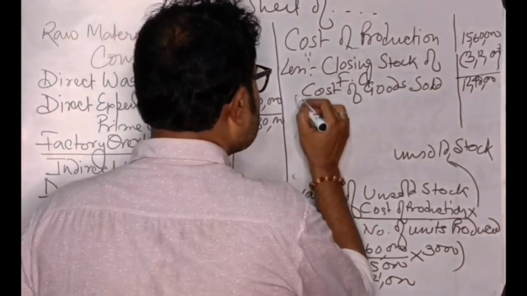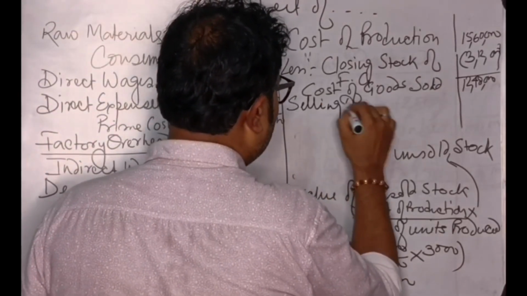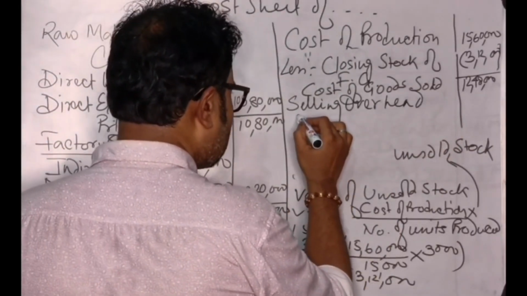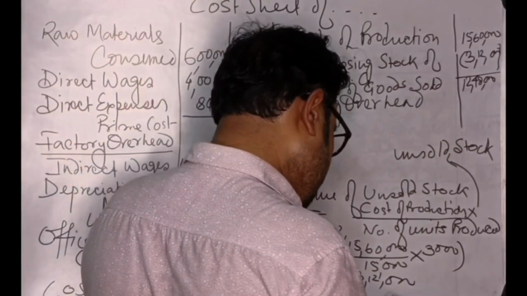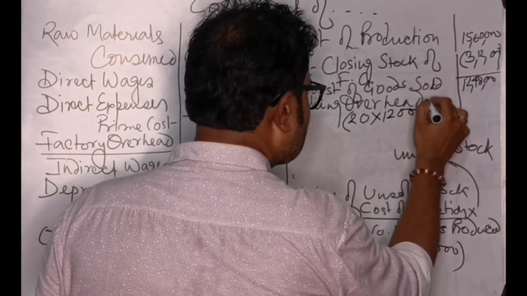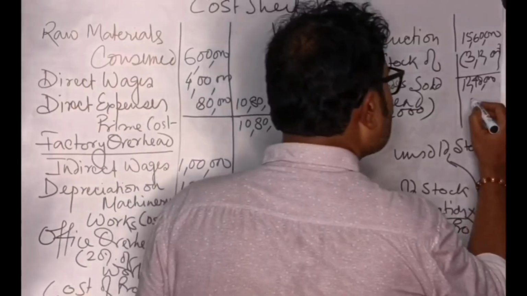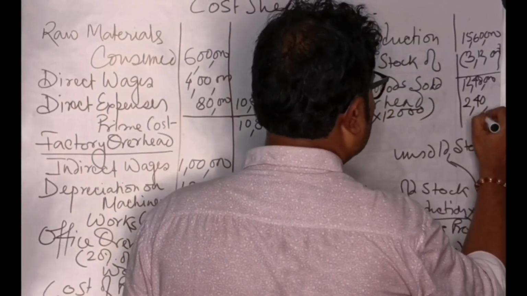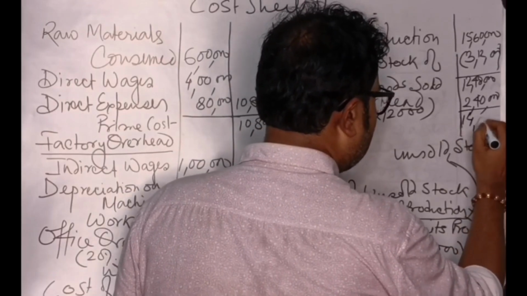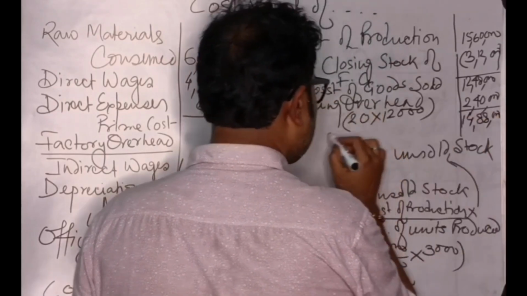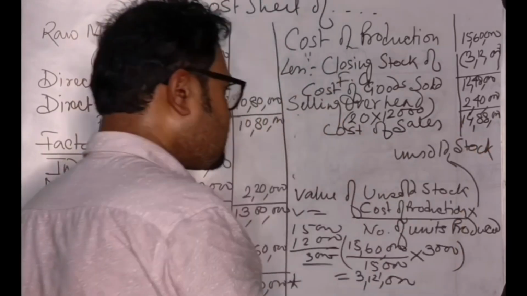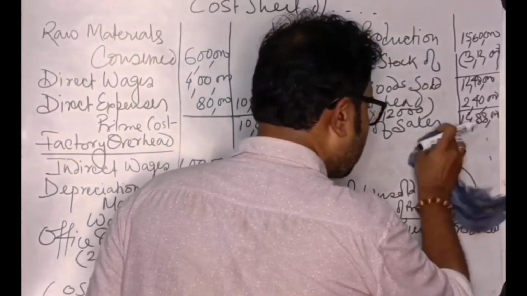Then you write selling overhead. What is the selling overhead value? How much is mentioned over here? 20 per unit sold. So 20 into 12,000 units sold. So how much will it come? 2,40,000. Add these two, you will get 14,88,000, which is our cost of sales. Now we have our cost of sales.